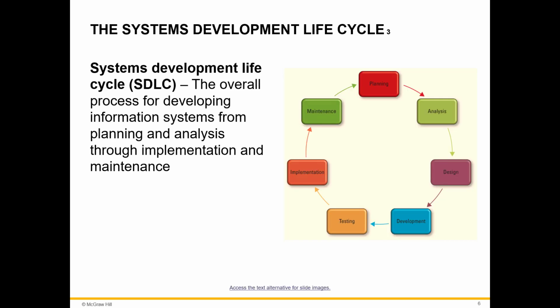The System Development Lifecycle (SDLC) is the overall process for developing information systems from planning and analysis through implementation and maintenance. It involves activities such as determining budgets, gathering system requirements, and writing detailed user documentation. The SDLC is composed of 7 distinct phases: planning, analysis, design, development, testing, implementation, and maintenance.